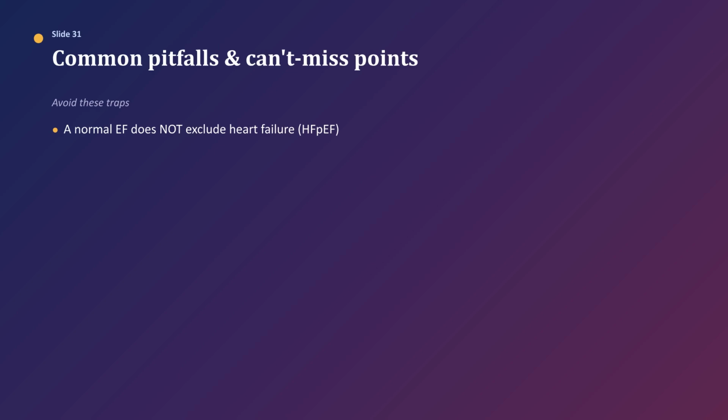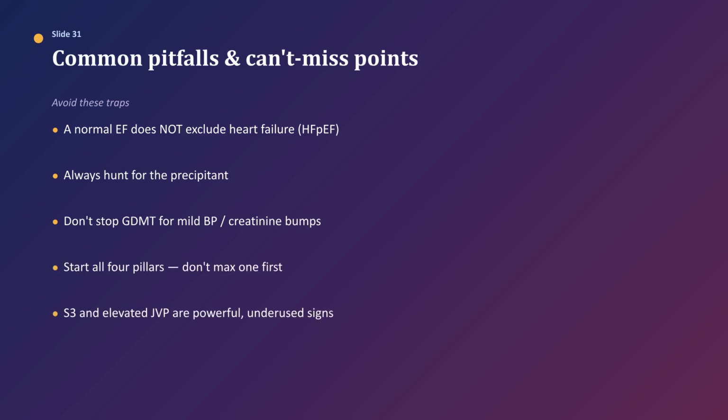Always remember that a normal ejection fraction does not rule out heart failure. You must also hunt for the precipitant for every decompensation, and don't abandon guideline-directed therapy for minor lab or blood pressure fluctuations. Start all 4 pillars and rely on bedside signs like the S3 gallop.